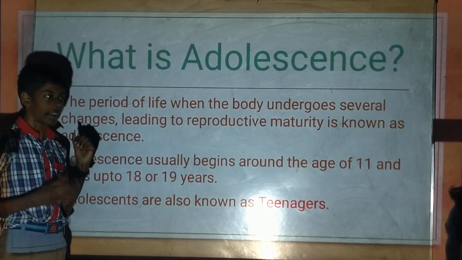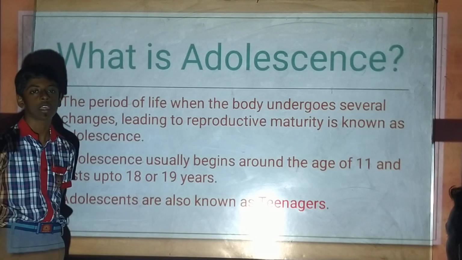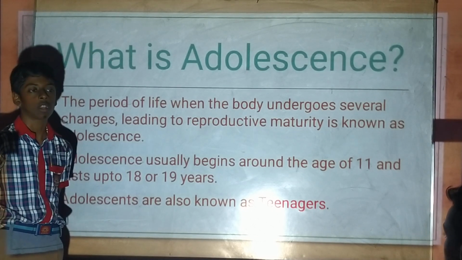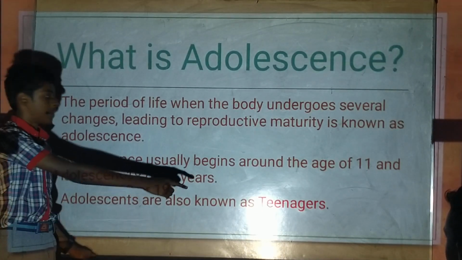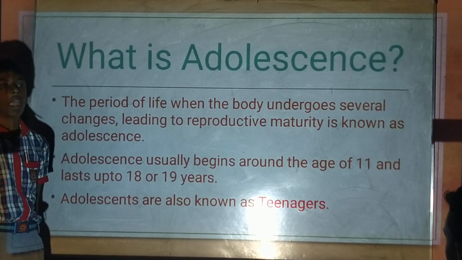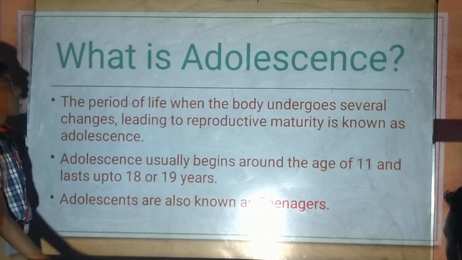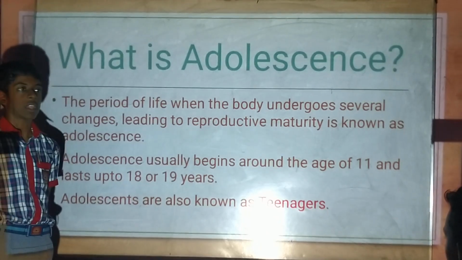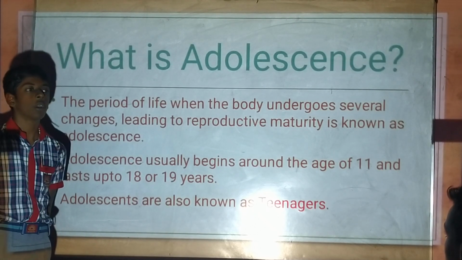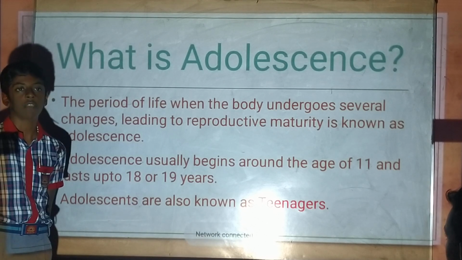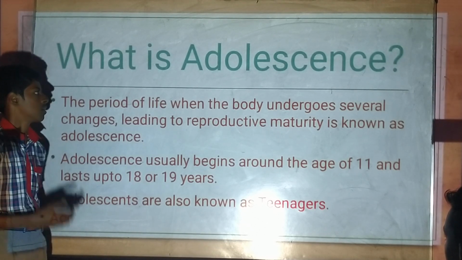So first, let's know what is adolescence. The period of life when the body undergoes several changes which lead to reproductive maturity is known as adolescence. Adolescence usually begins around the age of 11 and ends around the age of 18 or 19. Adolescents are also known as teenagers because this period of life covers the teen ages 13, 14, 15, etc.